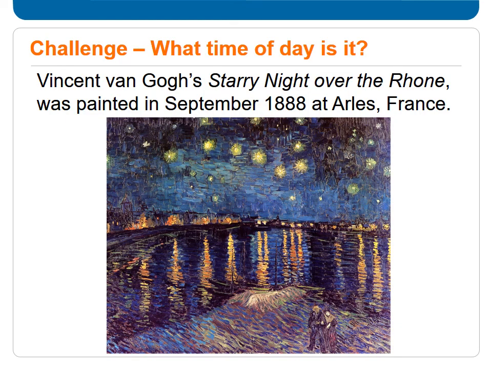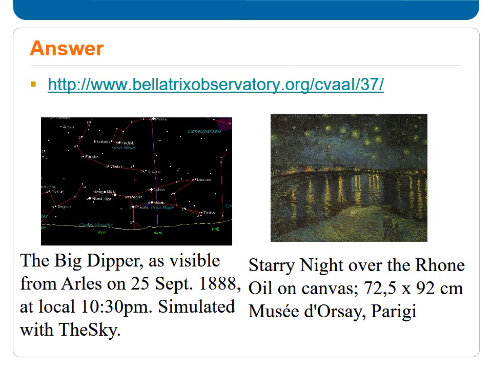Vincent van Gogh's Starry Night over the Rhone was painted September 1888 in France. Use the star clock to estimate the time. Check your answer in the resource folder or pause the video and the answer will be given in a second. The solution is the painting was reproducing the star pattern of about 10:30 p.m. local time on September 25th, 1888. There's more interesting things about how this painting was put together at the website above.